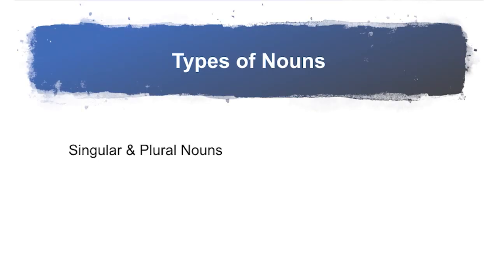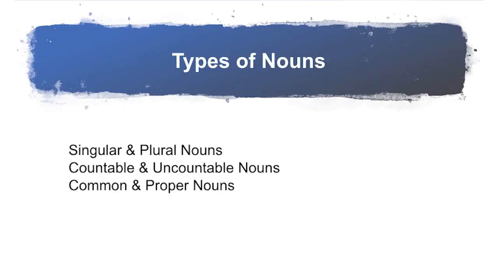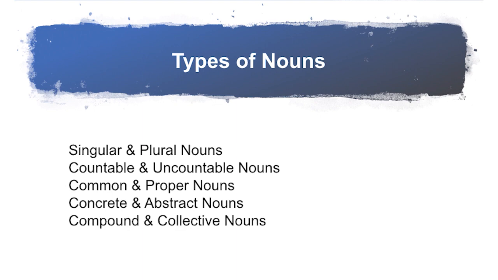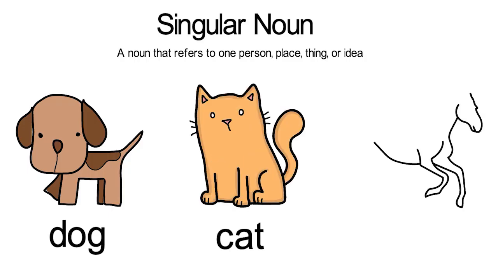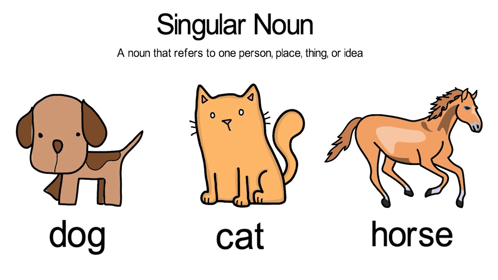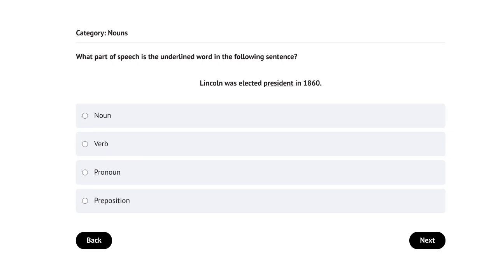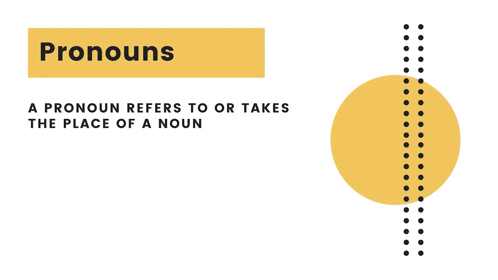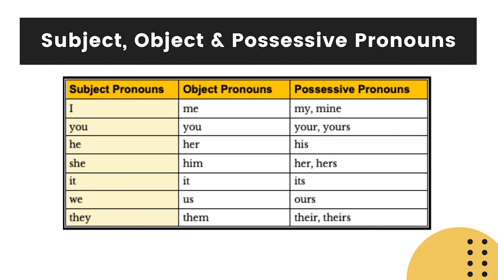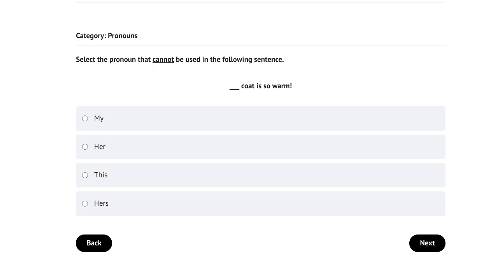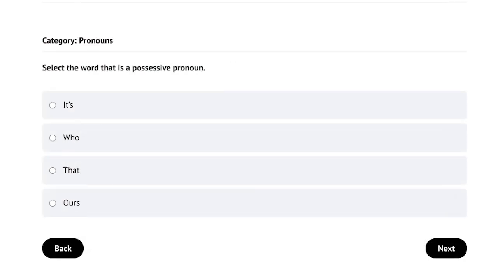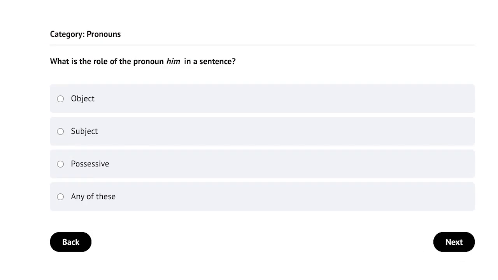Nouns. So know how nouns are used in sentences, know your types of nouns, singular and plural nouns, common and proper nouns, concrete and abstract nouns, differences between them, know how they're used in sentences. You've got pronouns. Know how pronouns are used in sentences. Subject pronouns, object, possessive pronouns, relative pronouns. Know all the different kinds of pronouns, how they're used.